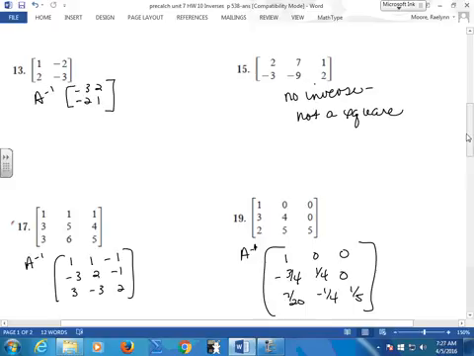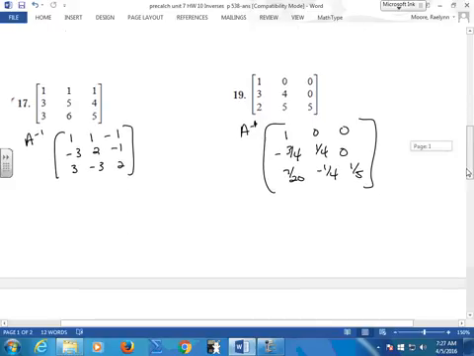Good so far? Most of this, do right on your calculator. Use your inverse key. To check, do A times A to the negative 1. A times A to the negative 1 will give you the identity one. That's another way to do it too. If you only have one matrix, you do A and then A to the negative 1.